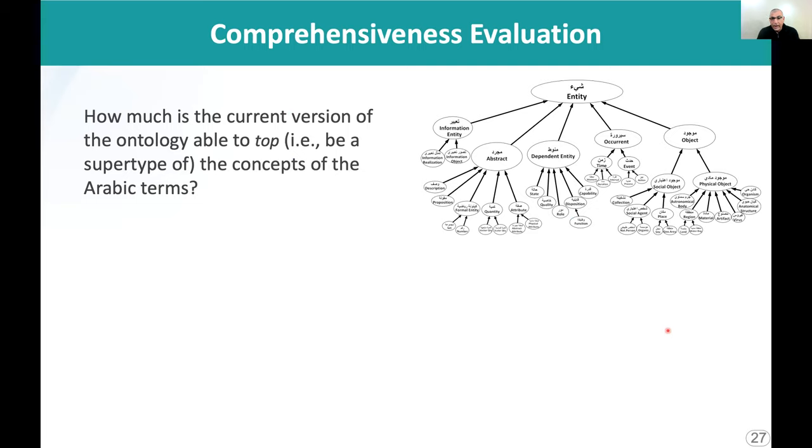Okay, so this is about the evaluation of the comprehensiveness of the ontology content, which was not an easy task. We need to know how much the current version of the ontology is able to top any concept in Arabic. We are evaluating the ability of topping concepts, not how many concepts we have. This is important, they are different.